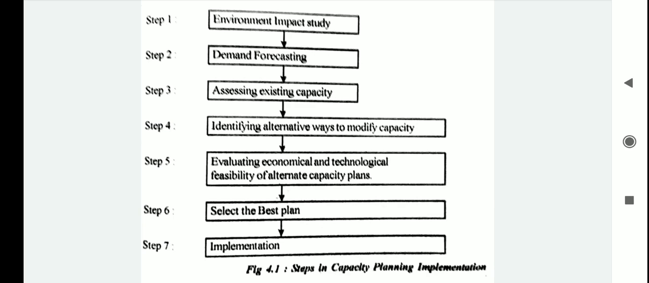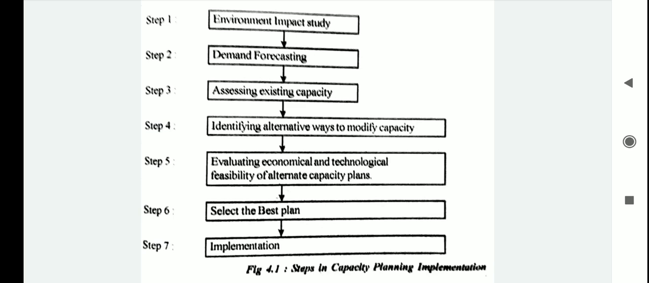Here, capacity is the rate of production capability of a facility. Capacity is usually expressed in terms of volume of output per unit time. So the effective management of capacity is the most important responsibility of production management because of the following reasons.